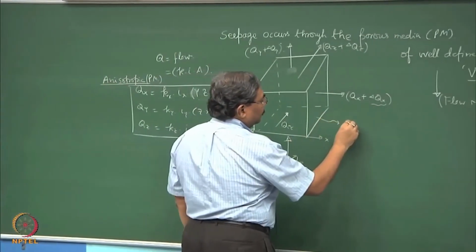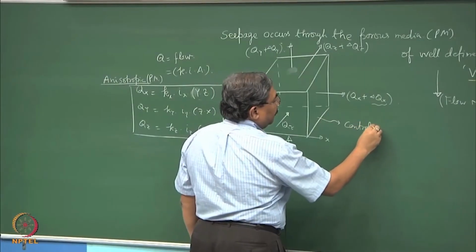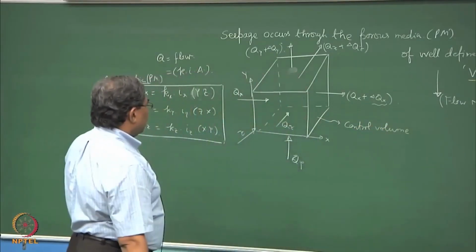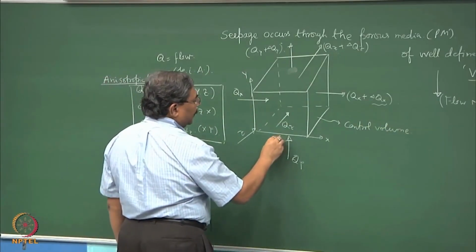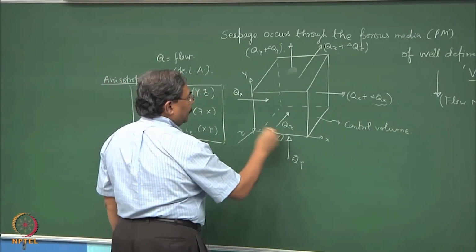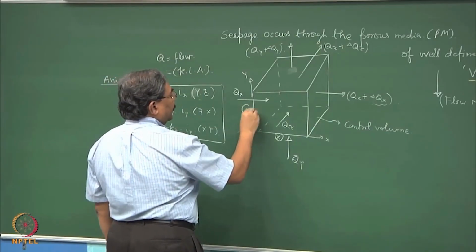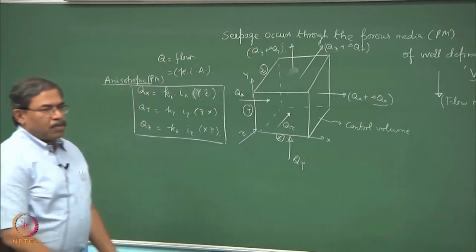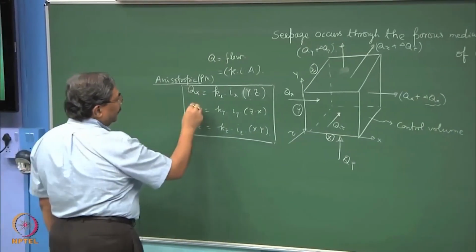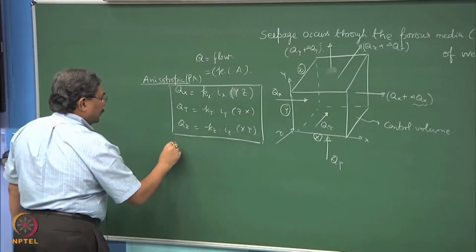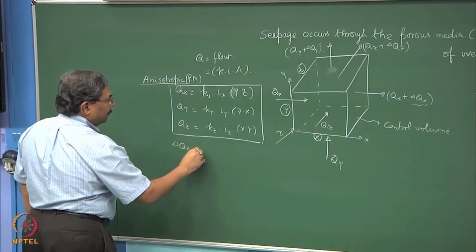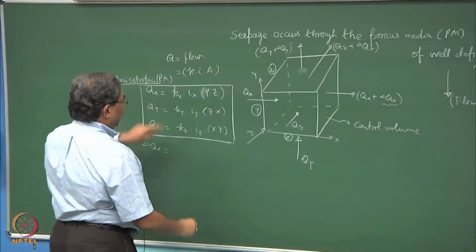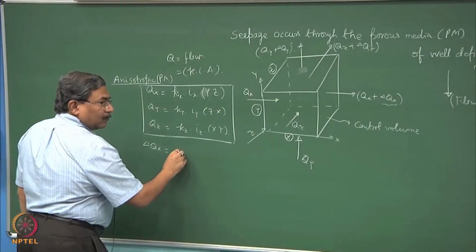So, this is the control volume, and what I am assuming is that the dimensions of this control volume are x, y and z. So, I can find out the incremental form also. The delta Qx will be equal to, if I assume Kx to be constant, what will be the function for this?